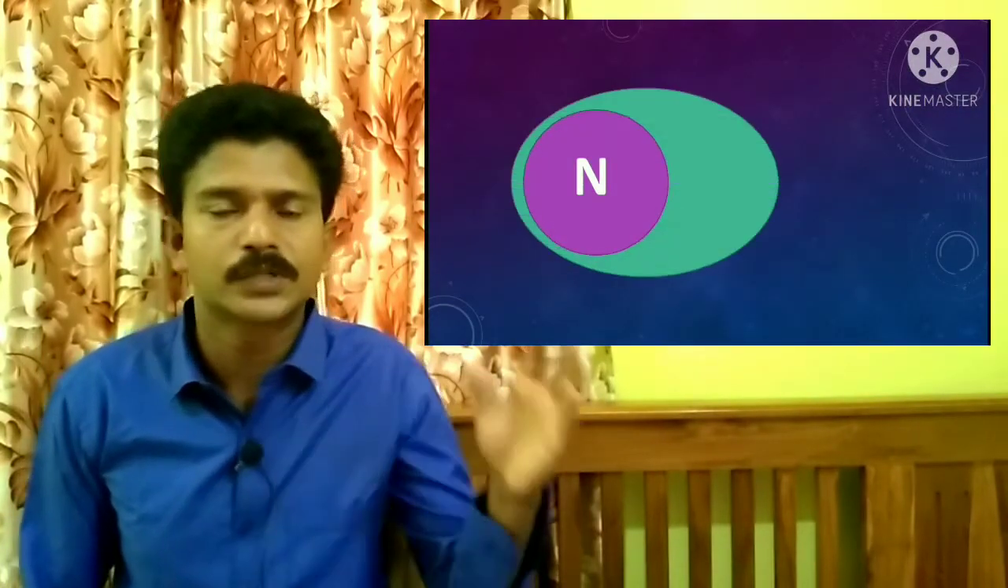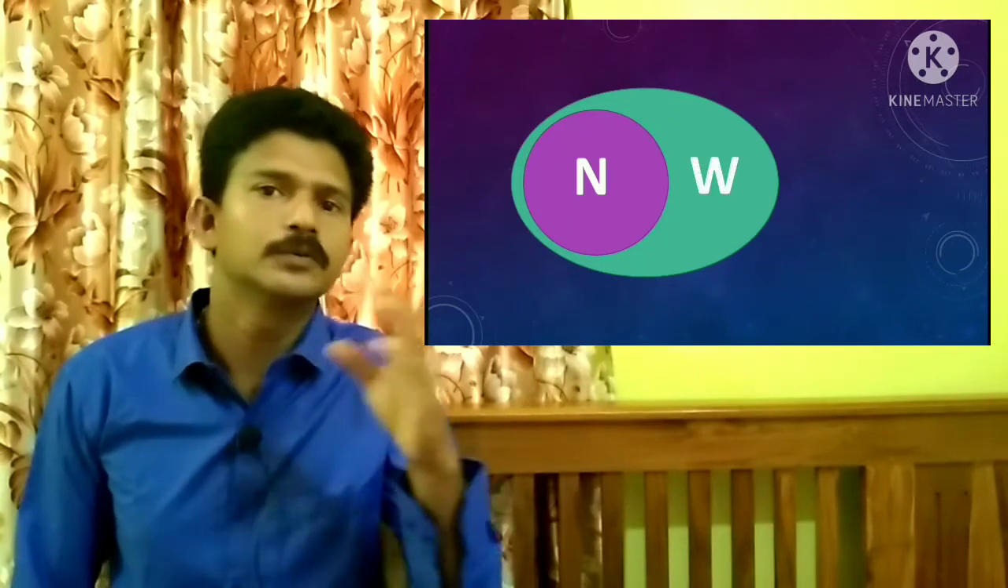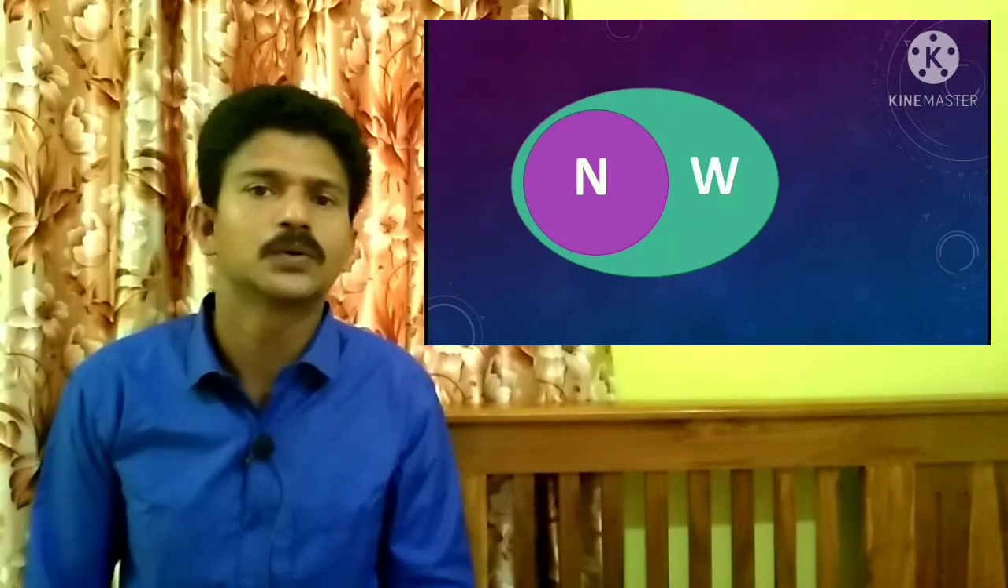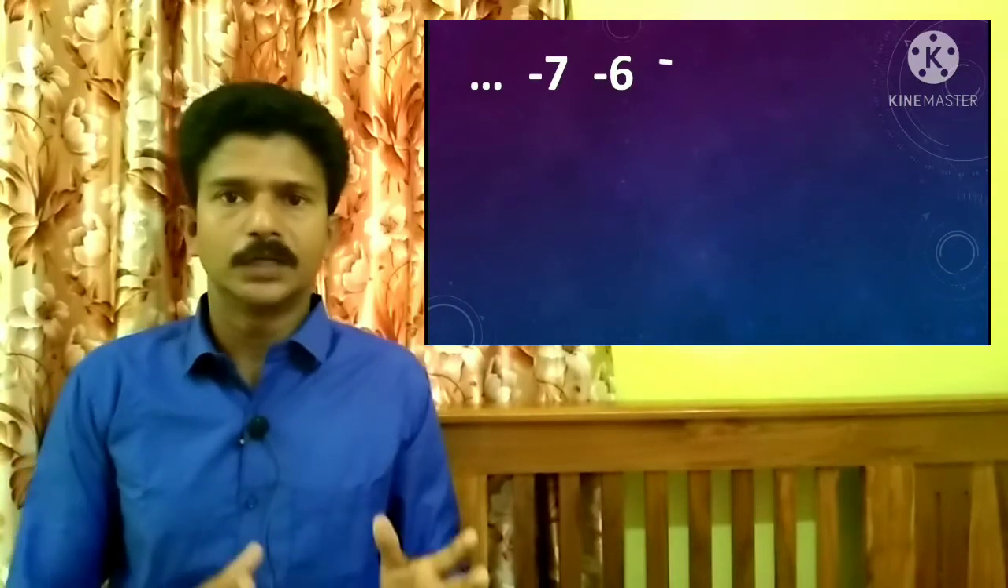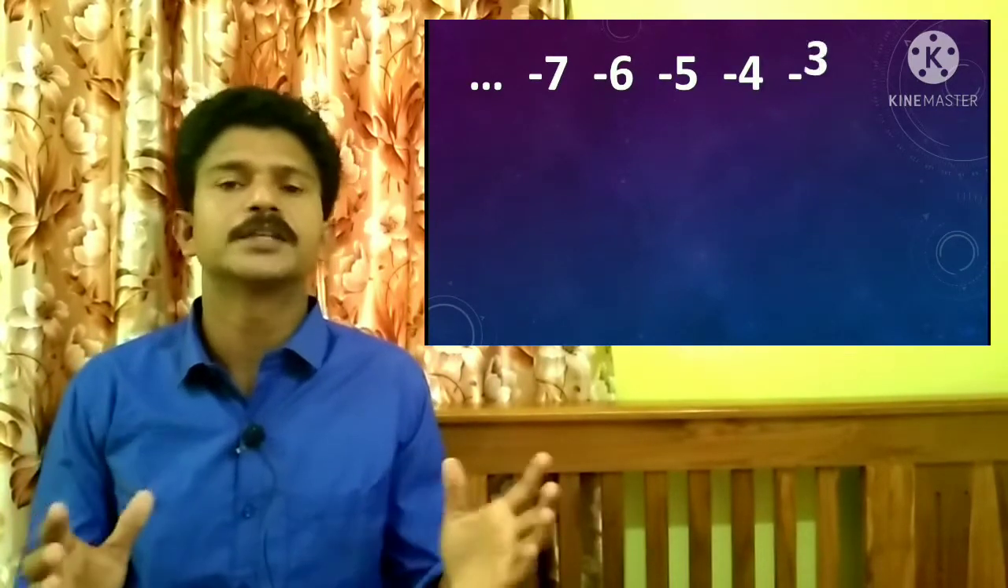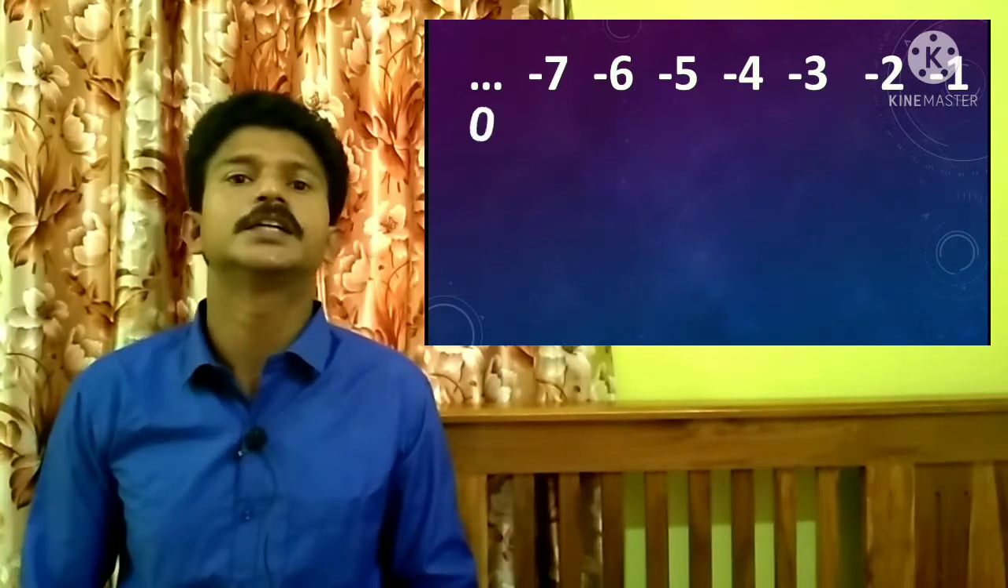You can see this green circle, which also contains the pink circle. The green circle represents the whole numbers, which also contains all the natural numbers, represented by the pink circle. And my dear students, the numbers which have a negative sign, 0, and the numbers which have a positive sign, together make a collection of integers.